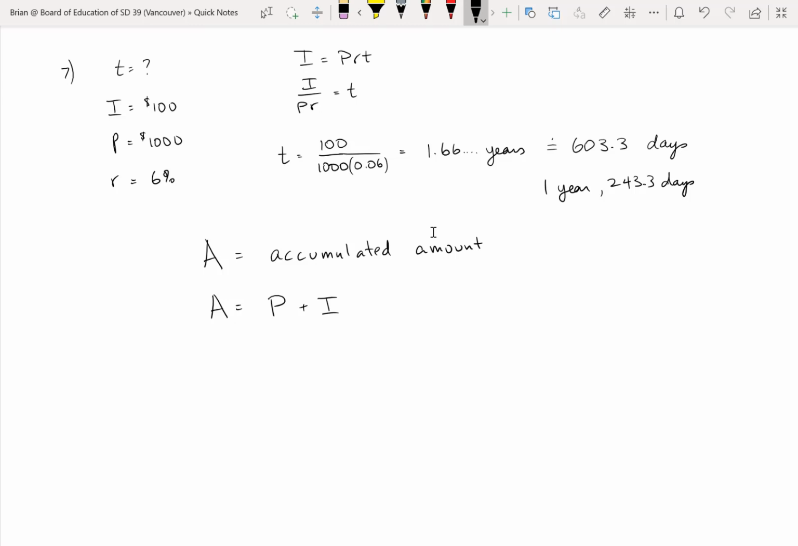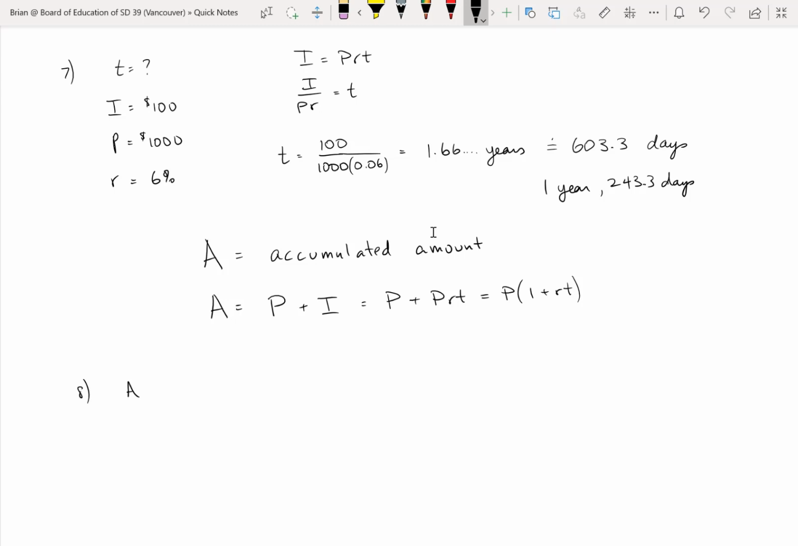Now, we've got a formula for I, right? We started it off with that formula. So instead of P plus I, I can say it's P plus PRT. And now we have a P in both of those, so we can factor out that P and write this as P times 1 plus RT. Now, if you don't like this P times 1 plus RT, you can just go ahead and calculate the interest and add it to the principal. That's fine as well.